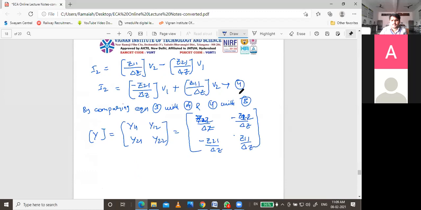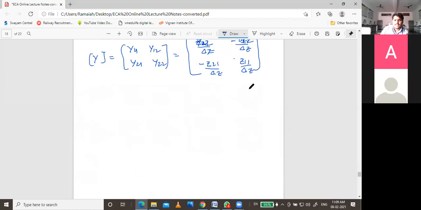So this is the Y parameters. Simply, you can observe that our impedance Z is equal to what? Our admittance 1 by Y. Yes or no? Impedance is the reciprocal of admittance. So therefore, can I write this as Y to the power of minus 1? Yes or no? Okay, that means Z is equal to Y inverse.